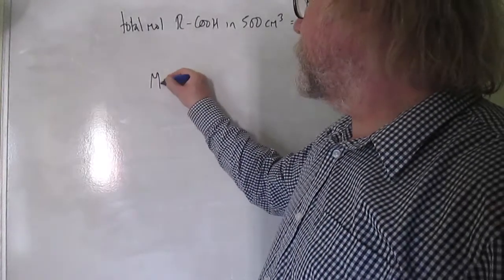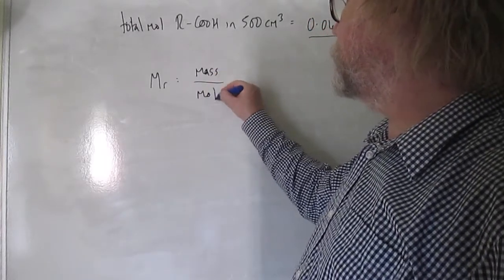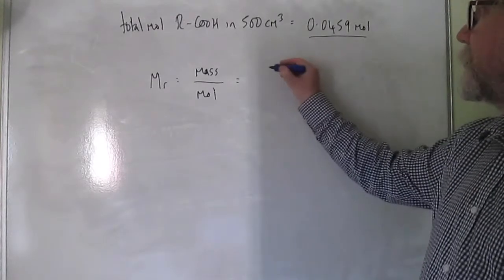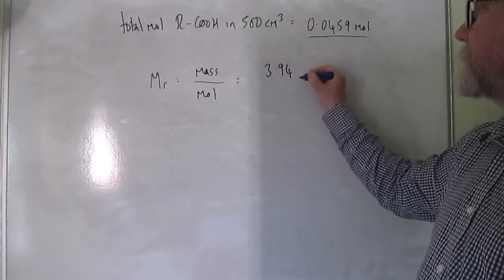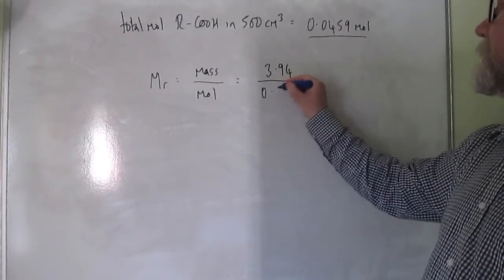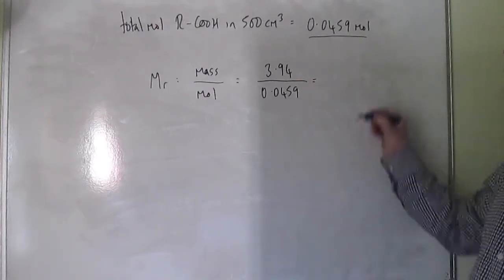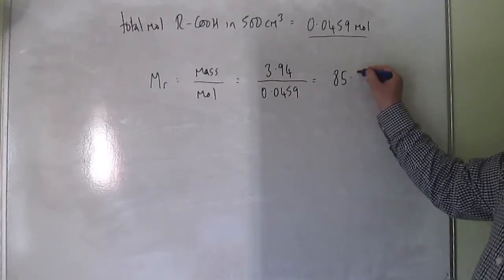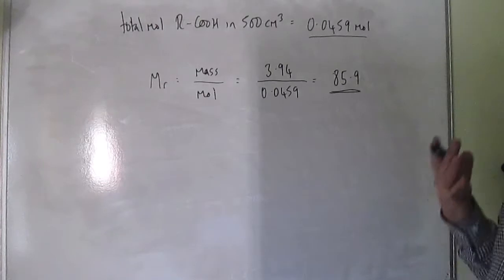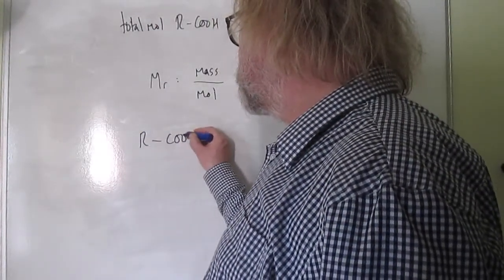So we get that MR is equal to mass over moles, and we just plug in the numbers. So it told us that the mass that was dissolved in 500 cm cubed was 3.94 grams, and the moles in 500 is what we've just worked out, is 0.0459 moles, and if we do that calculation, that comes out to 85.9 is the MR. And that's the MR of RCOOH.